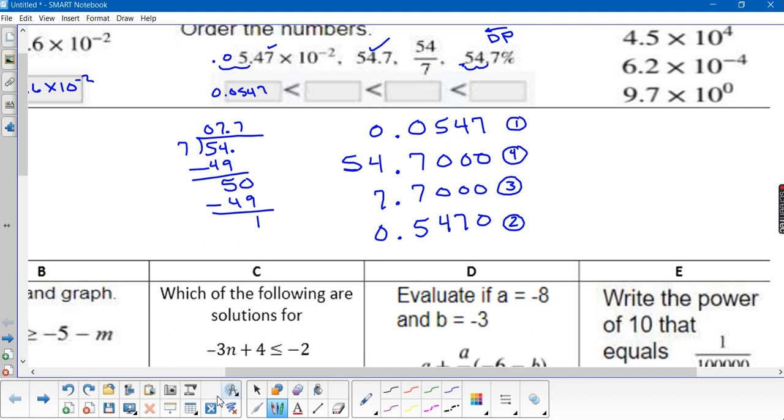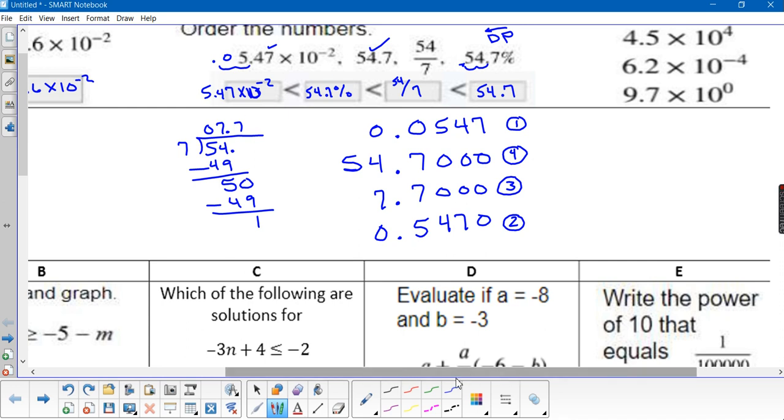Second would be, well, that's my scientific notation. Why don't I just write it in scientific notation? Sorry. So 5.47 times 10 to the negative second power. Second was 54.7%. Third was my 7.7, which was that crazy improper fraction. And then my last one, which was the whole number and the decimal 54.7. Okay, I've beat that one to death.